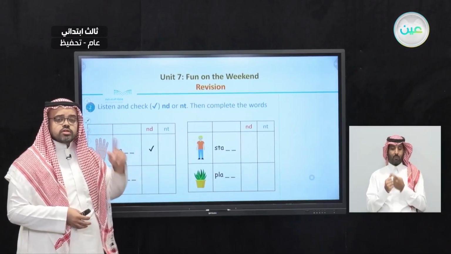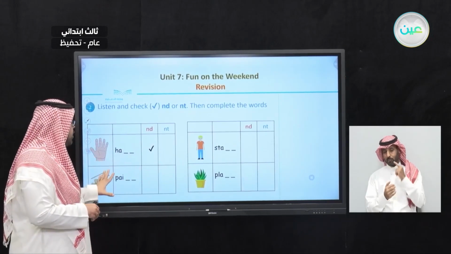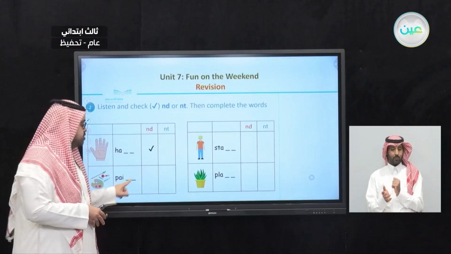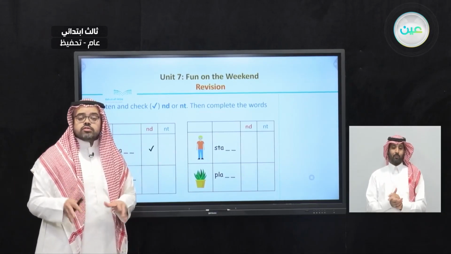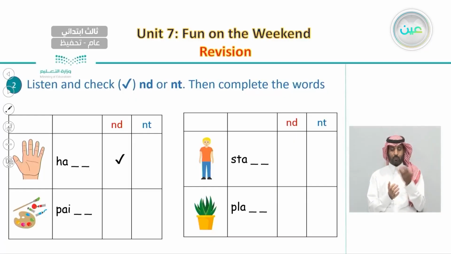The first thing we did is that we listened to the words, and after this, we decided whether the completion of this word is ND or NT. And once we know this, then we put a check mark in the appropriate blank. And after we know what we should write, we started writing down these words. So now let's make a quick revision on this exercise.